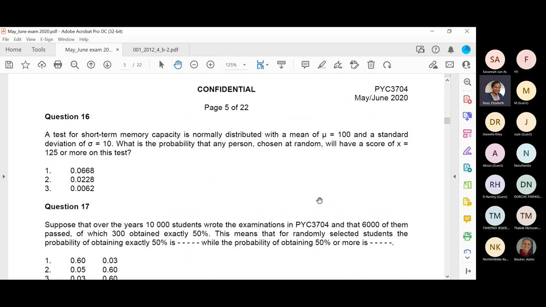A test for short-term memory capacity is normally distributed with the mean of 100 and the standard deviation sigma of 10. What is the probability that any person chosen at random will have a score of X equals 125 or more on this test? So, yeah, they're expecting you to do some calculations. What is the probability of X being more or equal to 125?